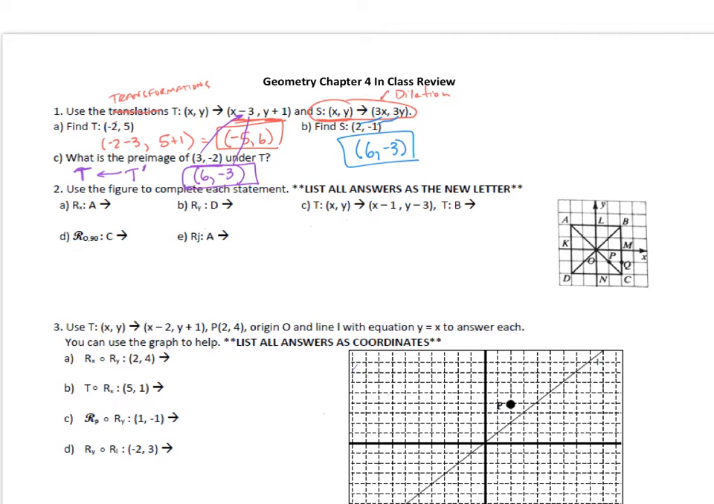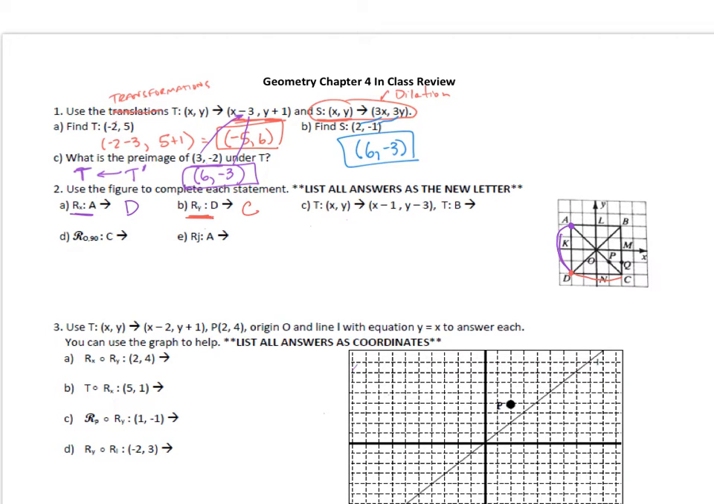For number 2, it says use the figure to complete each statement. List all answers as the new letter. So right here, it asks me to reflect about the x-axis, point A. Well, if I reflect about the x-axis, point A becomes point D. For the next one, it says reflect about the y-axis. So here's point D, and if I go about the y-axis, I end up at point C.